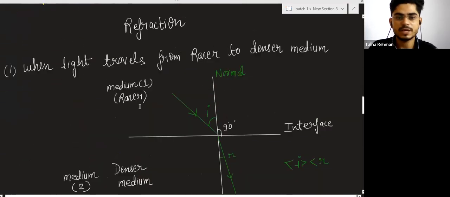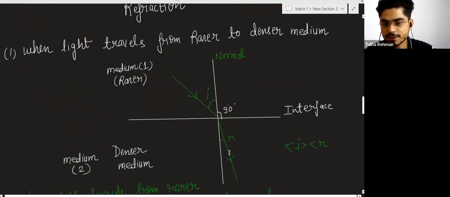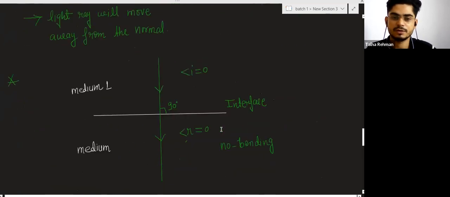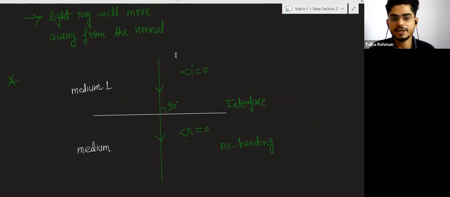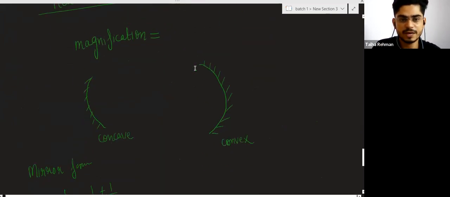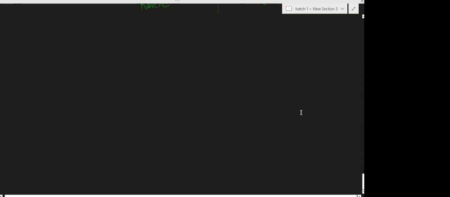And one thing more, whenever the light travels from rarer to denser, it will bend towards the normal. Whenever the light travels from denser to rarer, it will bend away from the normal. And one thing more, when the light ray travels normally to the interface containing one medium and another medium, then it will go straight, there will be no deviation. So we have discussed this.